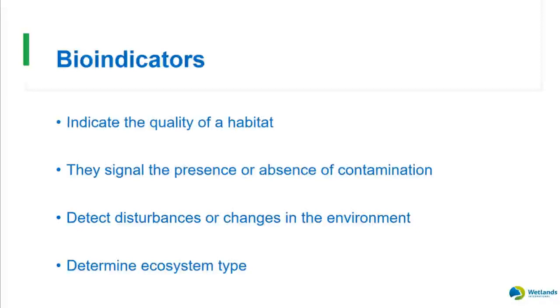So the bioindicators are living organisms that we use to find out about the quality of the environment, if there is the intervention of any contaminant, or if something has happened in the condition of an ecosystem that has been affected by any condition. At the same time, the bioindicators can determine what ecosystems we are observing, what type of habitat we're getting into. So the next slide.